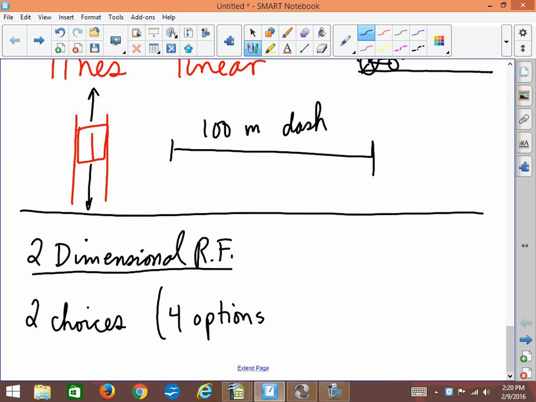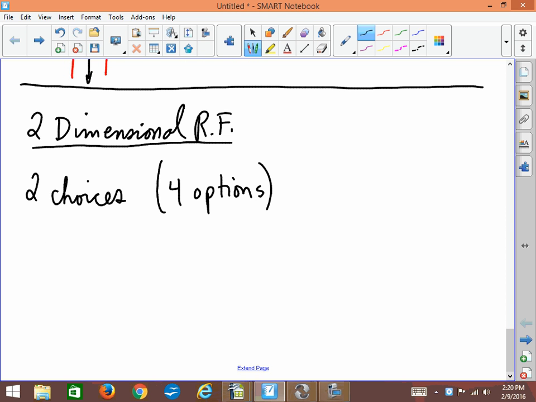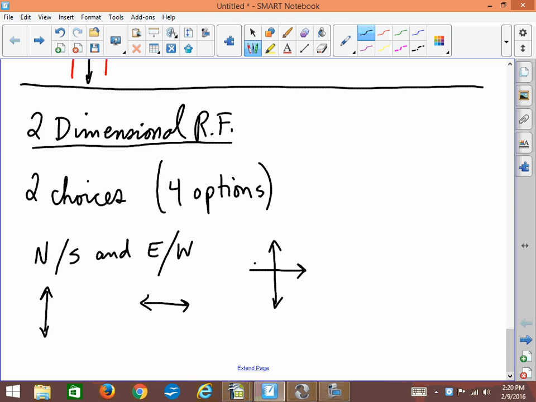And generally, what you would get in a two-dimensional reference frame is kind of like two one-dimensional reference frames put together. So you could have north and south and east and west. So you have a north-south line and an east-west line, and if you put them together, you get a two-dimensional reference frame that looks like this. It could also be in and out, left and right, up and down, here and there, whatever. You could use any two sets together.